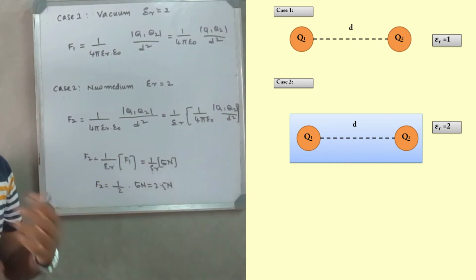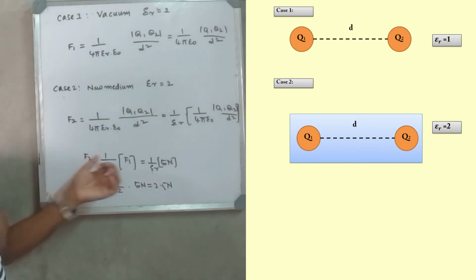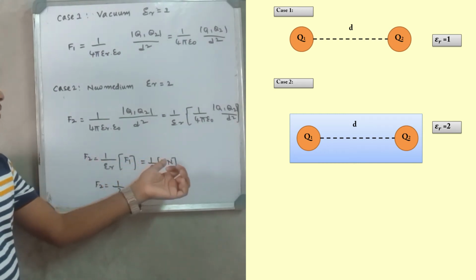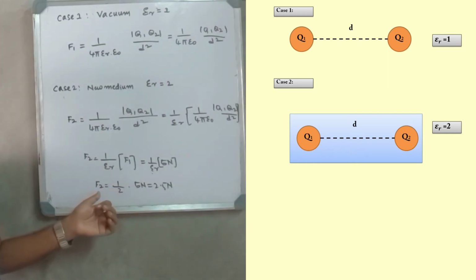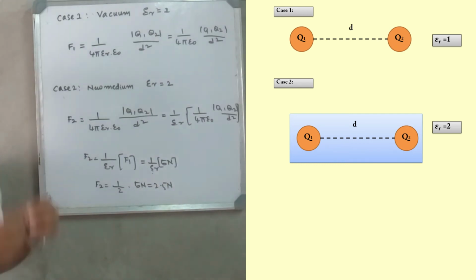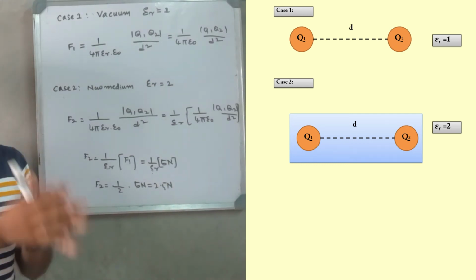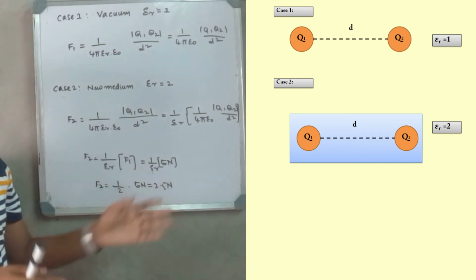F1 here is the force experienced by these two charges when they are kept in the vacuum. So F2 will be equal to 1 by epsilon r times 5 Newton. Epsilon r is 2 for this medium, so F2 will be 1 by 2 into 5 Newton, which is equal to 2.5 Newton. So force experienced by q1 and q2 when they are placed in the new medium is equal to 2.5 Newton.